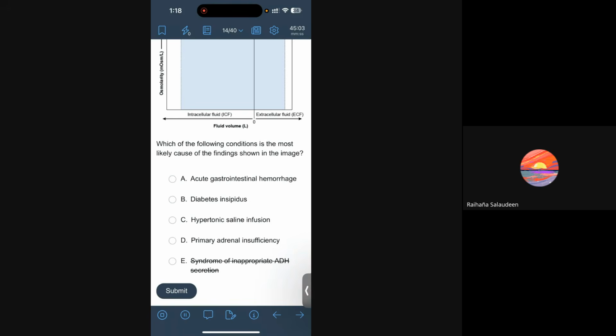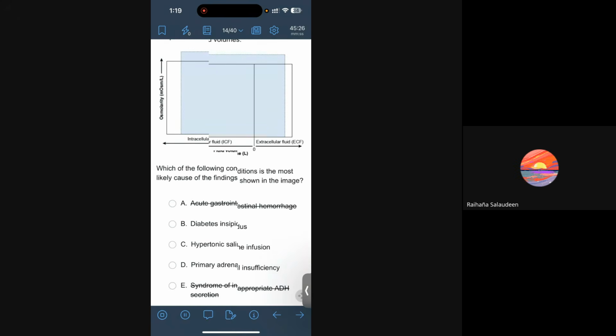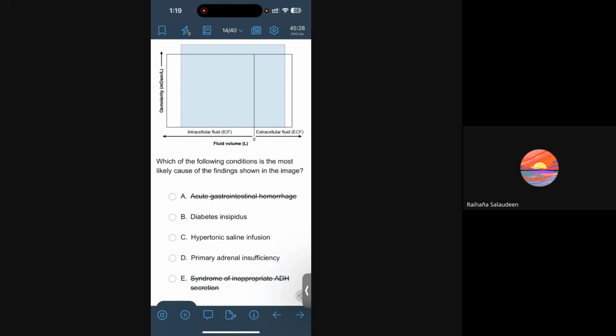Now, in acute gastrointestinal hemorrhage, do you think we are going to see any change in the osmolarity? No, it will be the same. The fluid volumes are going to be low, but the osmolarity is going to remain the same. Later on it may decrease. So we are left with B, C, and D.